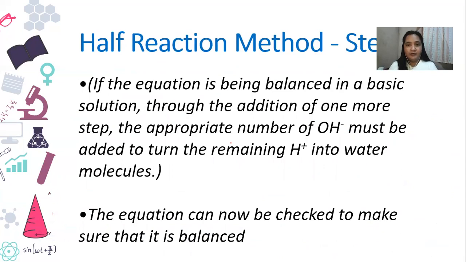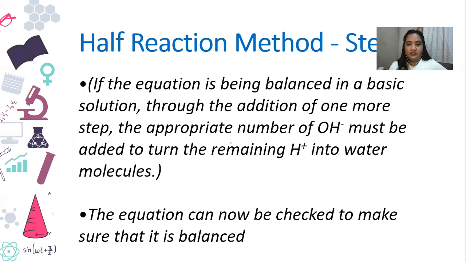If the equation is being balanced in a basic solution through the addition of one or more steps, the appropriate number of OH must be added to turn the remaining hydrogen ions into water molecules. Eventually, if the equation is a basic equation, there's always an extra step. The last step would be to balance it out, cancel which needs to be canceled, add the two reactions to come up with one. Maybe right now you cannot visualize what I'm saying. I have two examples after this slide. But if it's a basic equation, there should be an extra step where you have to add extra OH ions to turn the remaining H positive ions into water.